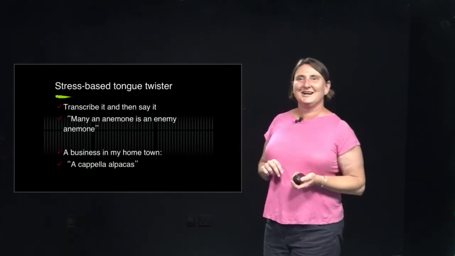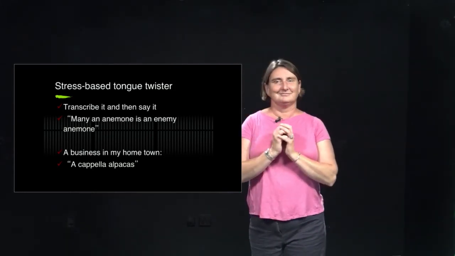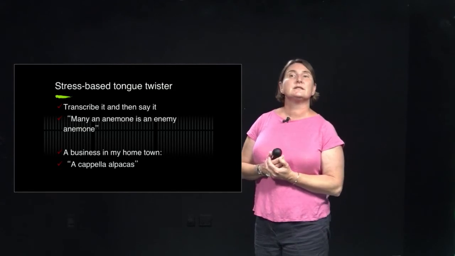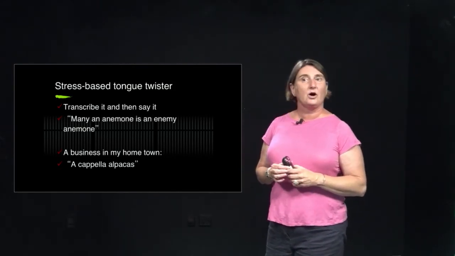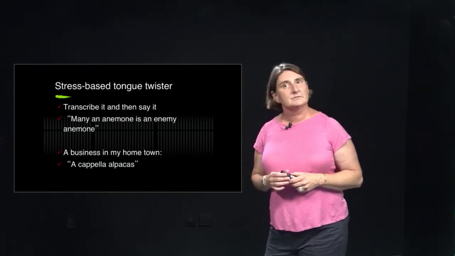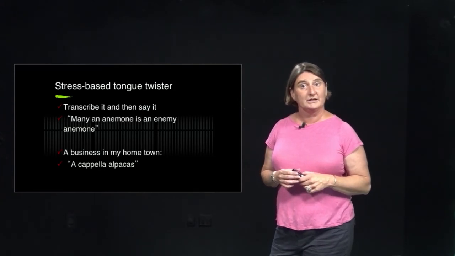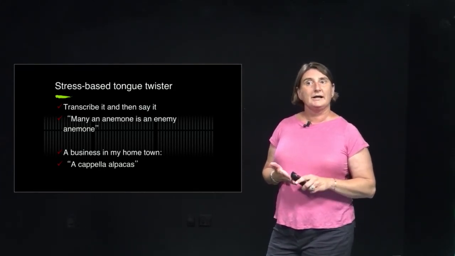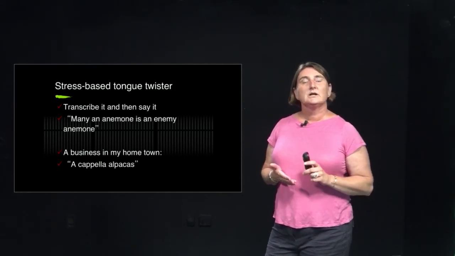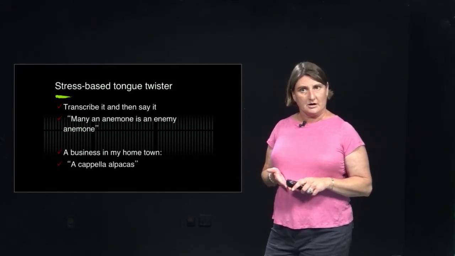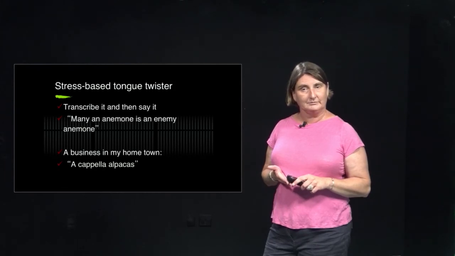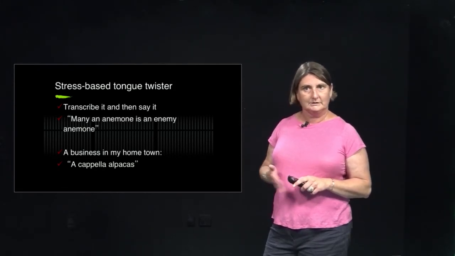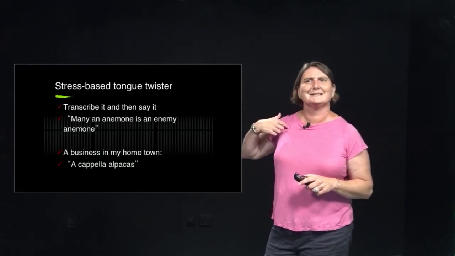Now try this. I've got a tongue twister for you. Well, actually, let's first start with this business that used to be in my hometown that I could almost never say. The business was raising llamas and alpacas, and they called themselves a cappella alpacas. Try to say that fast. It's very hard. My mother would laugh at me for not being able to say that. This was like 5 years ago, too, when I was an adult.